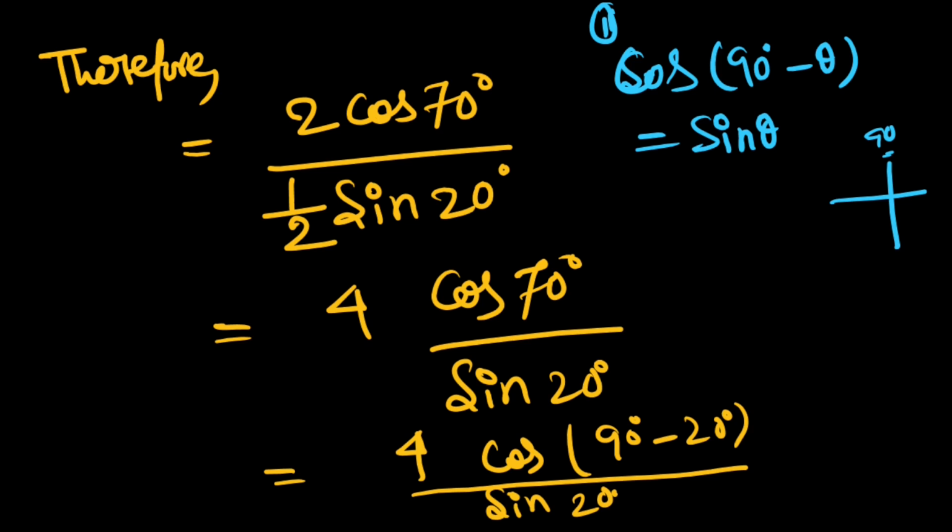Therefore that is equal to 4, this cos of 90 degree minus 20 degree is equal to sine of 20 degree. Therefore sine 20 degree over sine 20 degree, these two terms are cancelled. Therefore this value is 4. This is given in option 4. Therefore 4 is the correct answer.